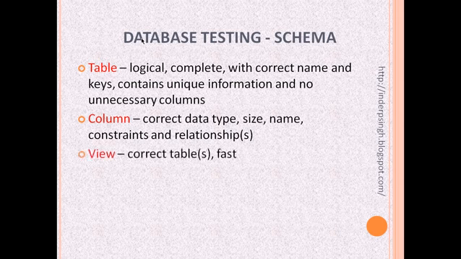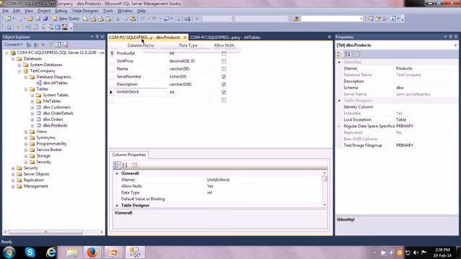Then view is another schema object. There may be multiple views in your database, so you should test each one of those views. The view really means that it is the section of data in which you are interested, and it has to get the data from the correct tables. So the view can show data from multiple tables also by finding out what are the common information among those tables, and it should be fast. So let us see an example of how we can test a view.